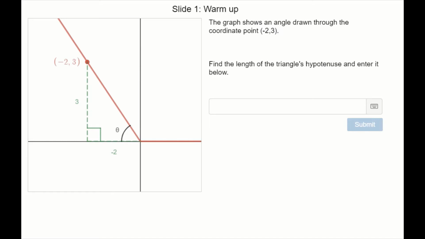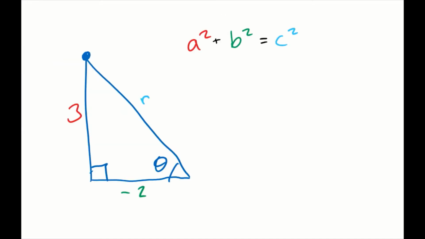So let's use the Pythagorean theorem here. So here we have the Pythagorean theorem. We've got a squared plus b squared equals c squared. We're basically going to plug in these points for a and b, and then we're going to use that to solve for c. The hypotenuse is always c, the longest side. So in this case, I've labeled our hypotenuse r, so let's rewrite this so it applies to our situation.